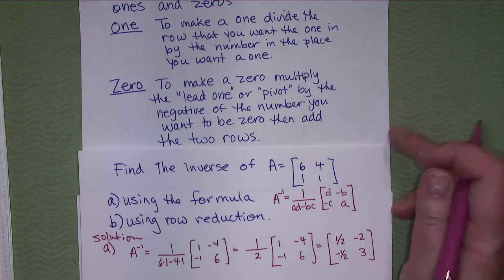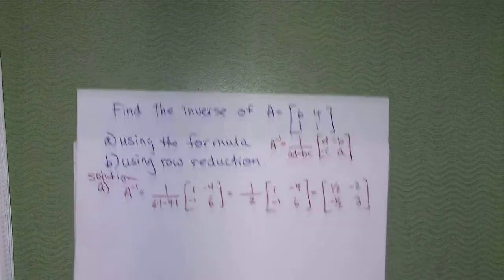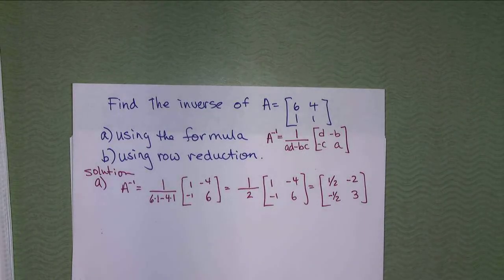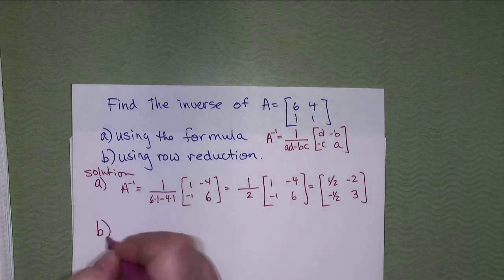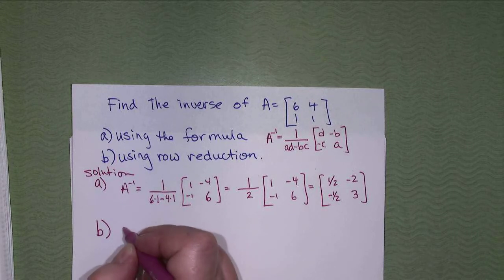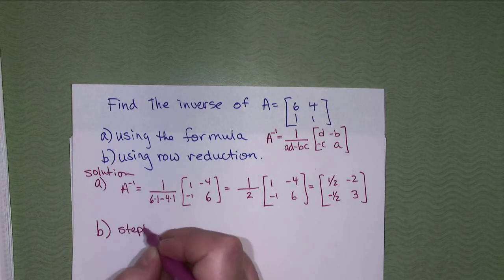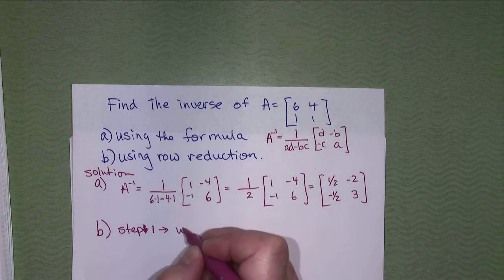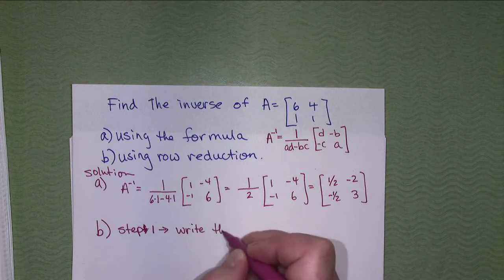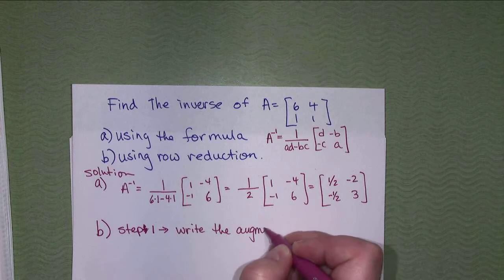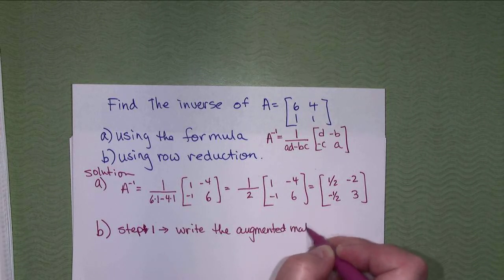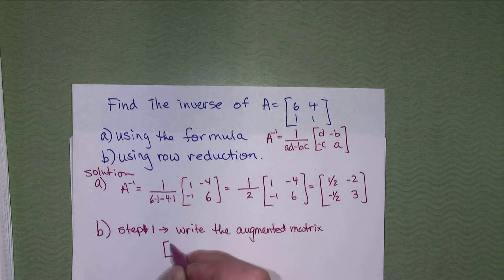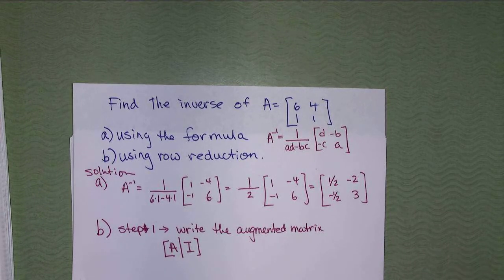Okay, so B, this is the one where we don't know the formula for this yet. So B, row reduction, we're going to, step 1, write the augmented matrix. In 2.1 I talked about what an augmented matrix is, and it's basically sticking two matrices together with a line in between them. Okay, so we're going to write the augmented matrix as step 1.